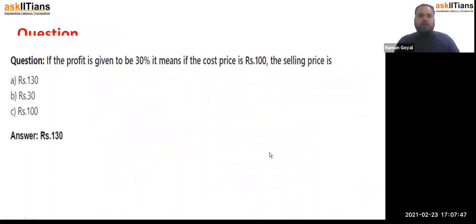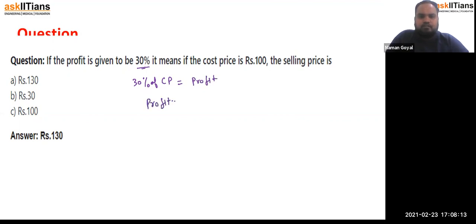Yes. Okay, now there is a question we have to do. If the profit is given to be 30%, it means if the cost price is 100, then what is the selling price? As I told you, 30% of CP is the profit. 30% can be changed to fraction by dividing it by 100 into CP, which is 100. So it will be rupees 30.